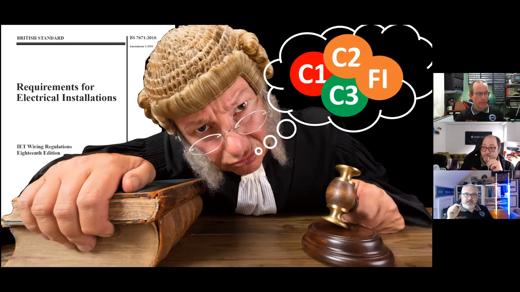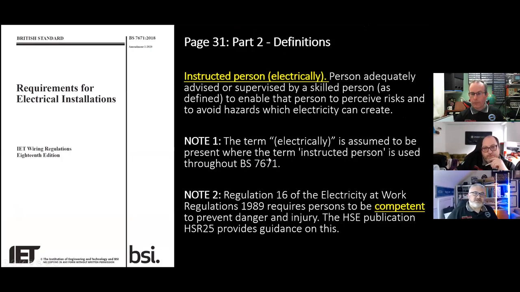Now, a lot of sparks I've seen online have said, oh, well, a judge will argue whether it's a C1. No, they won't. If you think for any moment in time a judge will care whether it's a C1, C2, C3, FI, no, they won't, because there's lots and lots of laws and legislation. Now, one of the big issues I see a lot of is understanding definitions, because years ago, they removed the word competent, didn't they, from the Good Workmanship and Materials Regulation, and they talked about skilled and instructed.